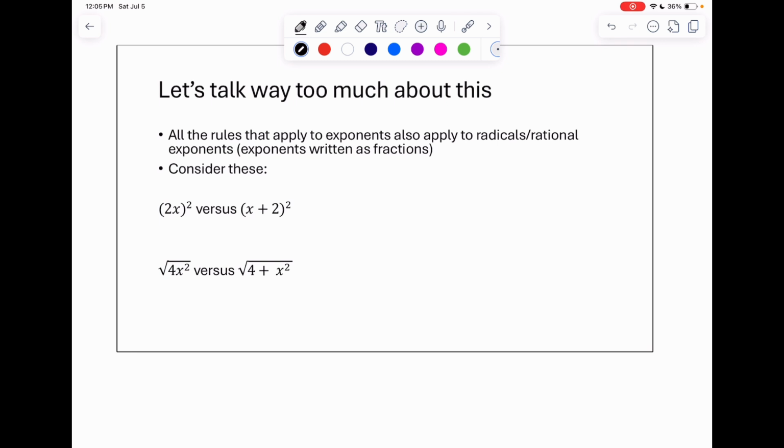All right, I did promise to talk way too much about this, so let's do this. All the rules that apply to exponents also apply to rational exponents, exponents written as a fraction. Consider the difference between this and this: this is a monomial, this is a binomial or a polynomial. When I have a monomial raised to an exponent, I can give that exponent to both parts, say 2x squared is 2 squared times x squared. See how I gave the exponent to both parts? And we get 4x squared.